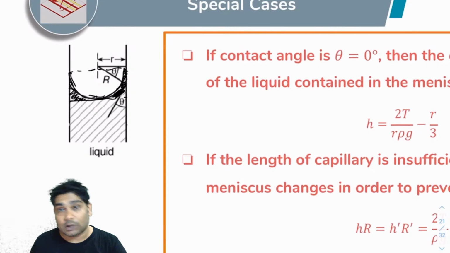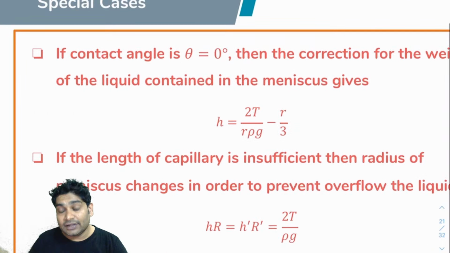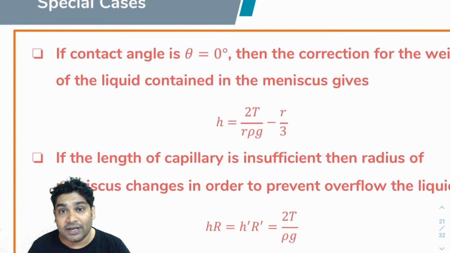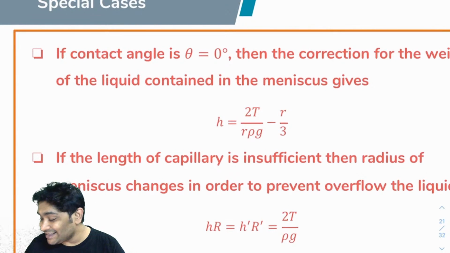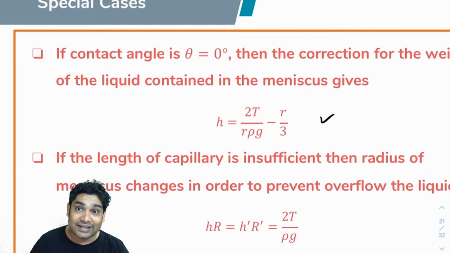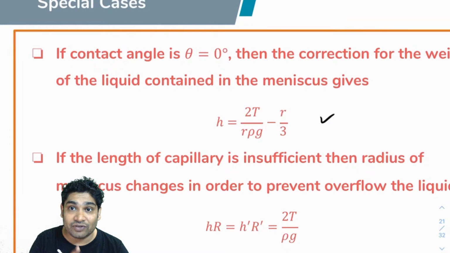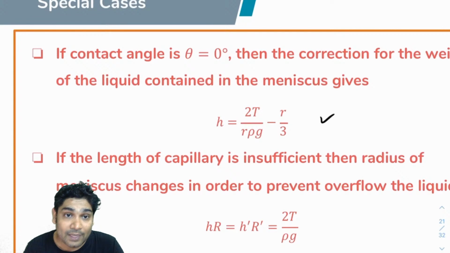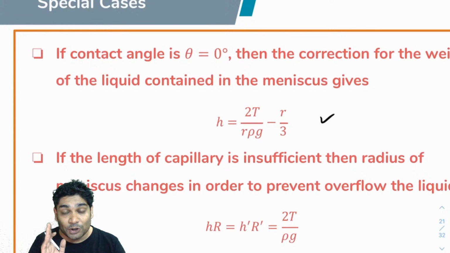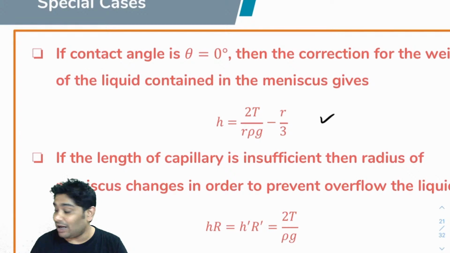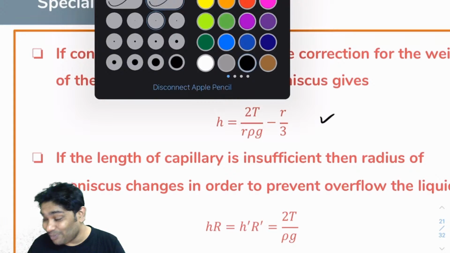So in the special case, when the contact angle is 0, if you add the correction of meniscus volume, then this is the equation that you get. The actual height is the height which was calculated earlier minus r over 3, where r is the radius of the capillary tube. Again, I'm not showing you the derivation of this, but you should remember this. Mains people ask this. So this is important for mains.